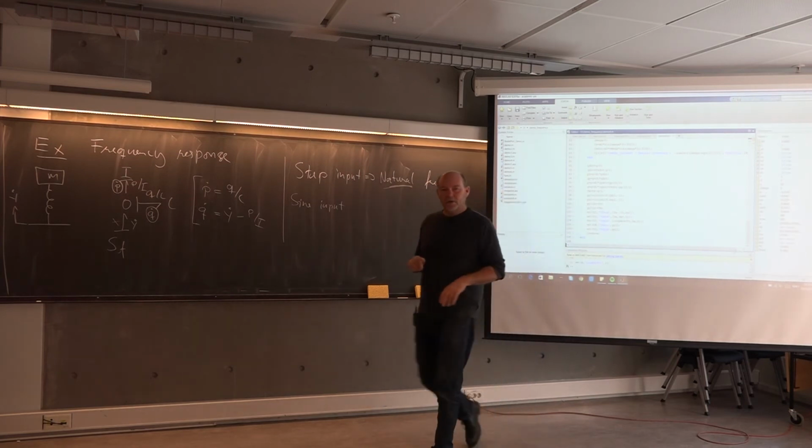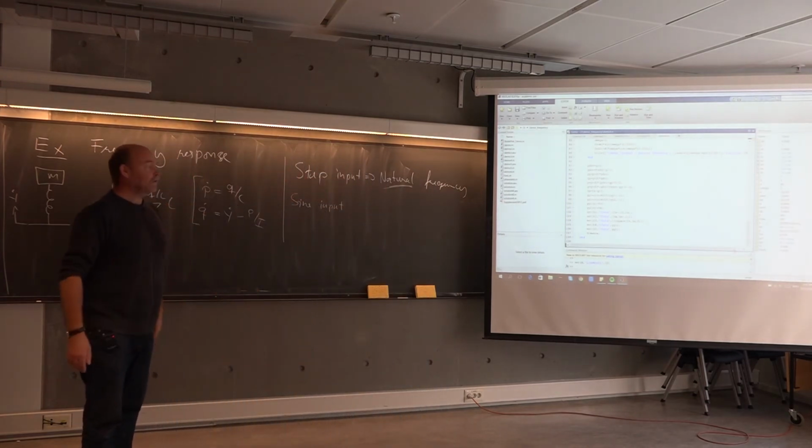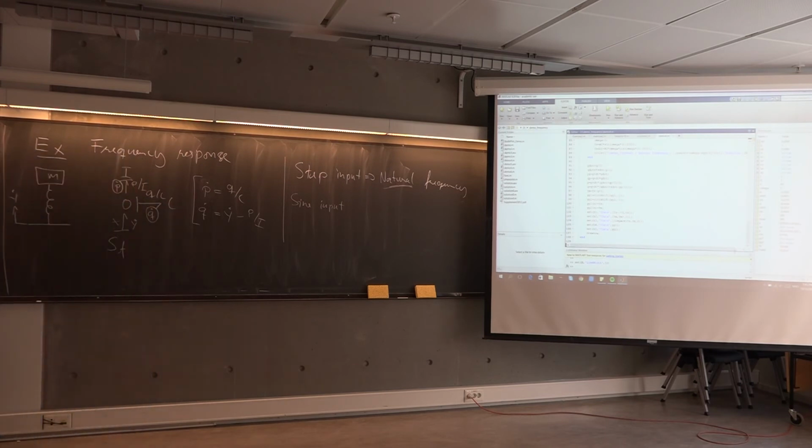MATLAB is lazy. If you don't tell him draw now, he doesn't do it. Then he just waits until the program is finished, and then he draws everything. Lazy bastard. So you have to tell him draw now.